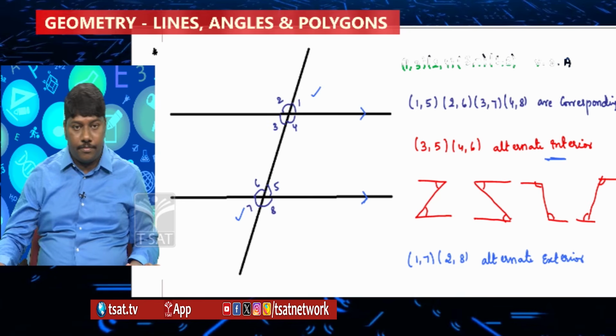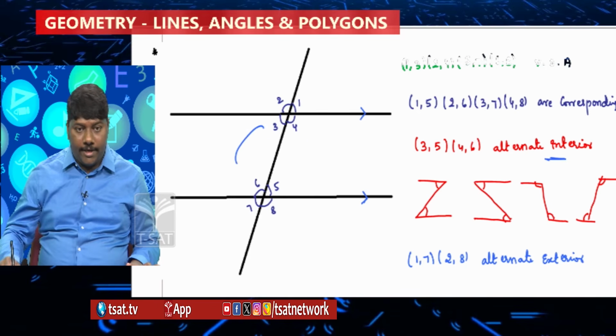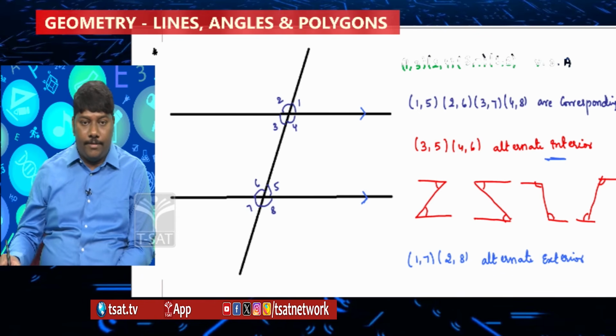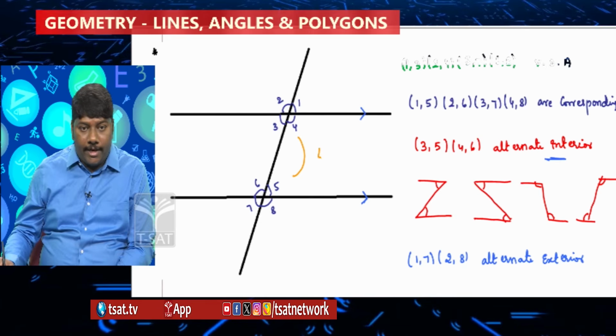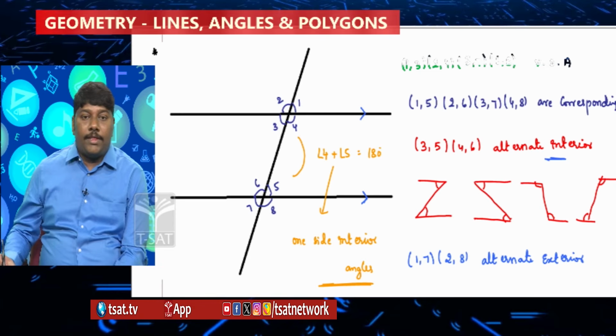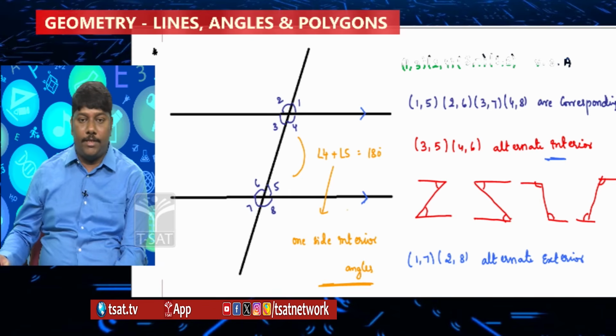Now, we are left with angle 3 and angle 6, angle 4 and angle 5. They are not equal, but you call them one side interior angles. The sum of angle 4 and angle 5 is equal to 180 degrees. We call them one side interior angles. They are not equal, but their sum is equal to 180, which means they are a kind of supplementary angles.